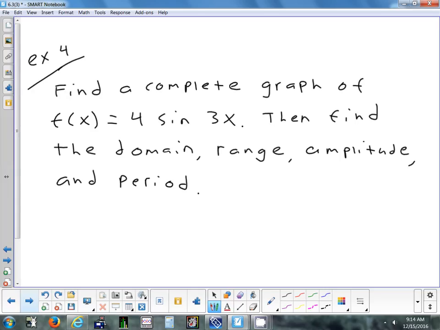All right, so this one's asking me to find a complete graph. What does that mean? What am I doing when they say find a complete graph? A window. I'm doing it on a calculator. Okay, so find a complete graph of 4 sine 3x, and then tell me the domain, the range, the amplitude, and the period. We've talked a lot about period and amplitude this week. We didn't do as much with domain and range, but we should remember from the other functions we've studied, and we'll apply it to this one.